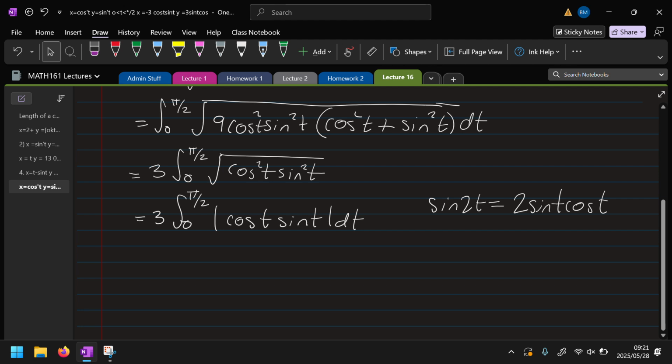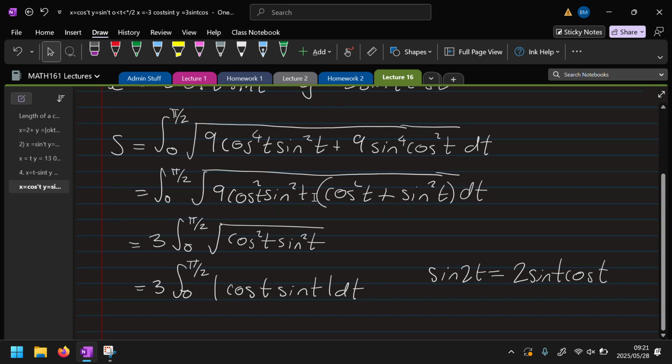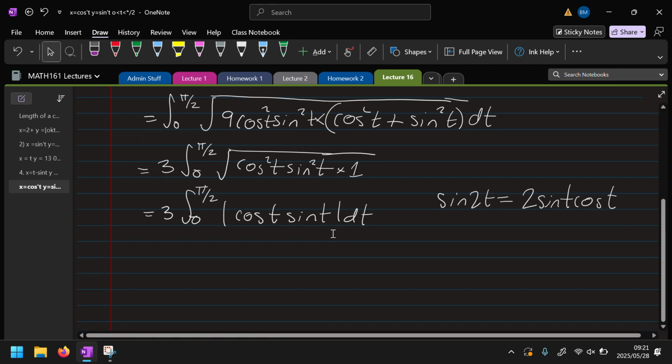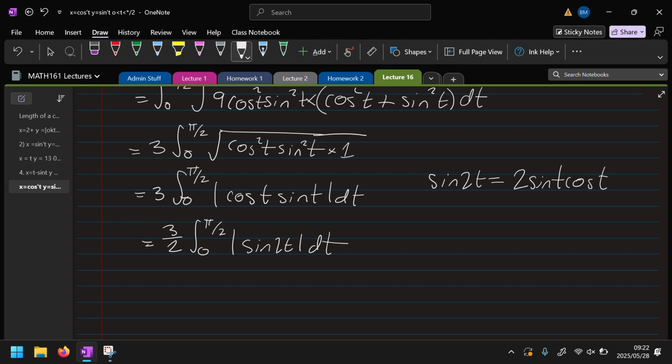What is this? Cos squared t plus sine squared t. Oh no, it's times 1. So this is just times 1 there. So we can write this as 1/2 sine 2t. So we have 3/2 integral from 0 to pi over 2, absolute value sine 2t dt.